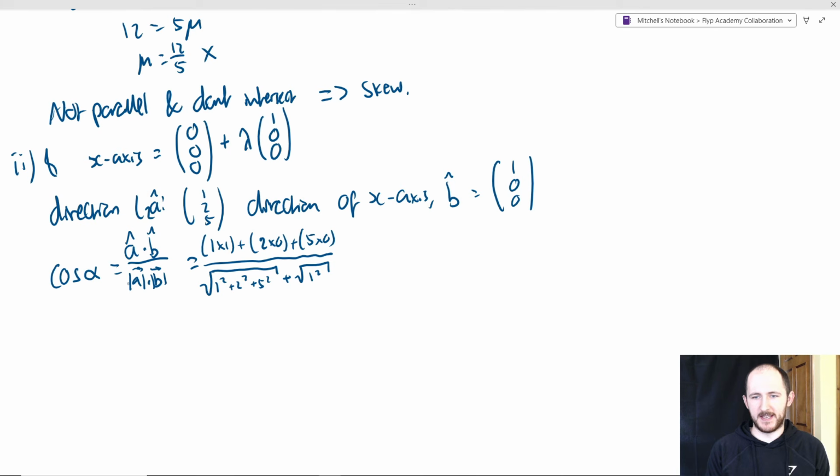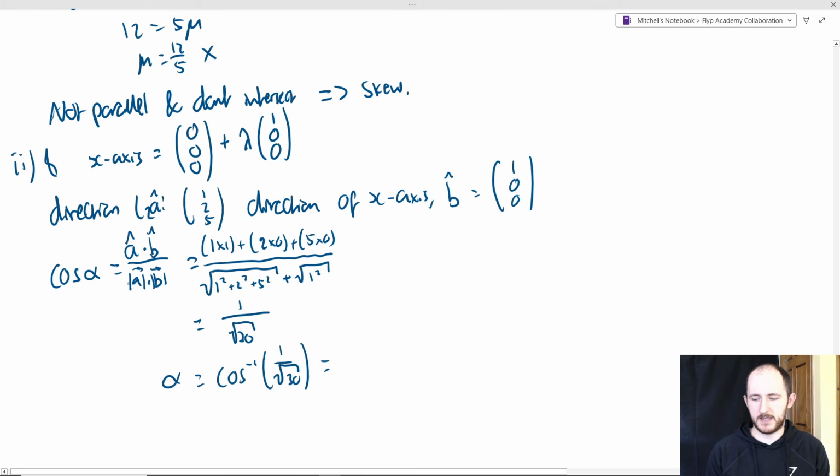And what we can do there is actually work out what it is. So that's just going to be 1 over 1, 5, 30, so 1 over square root 30. Cool. So then alpha is just going to be equal to the inverse cos of 1 over root 30, which you should find is 79.5, which is an acute angle, so we're already done.